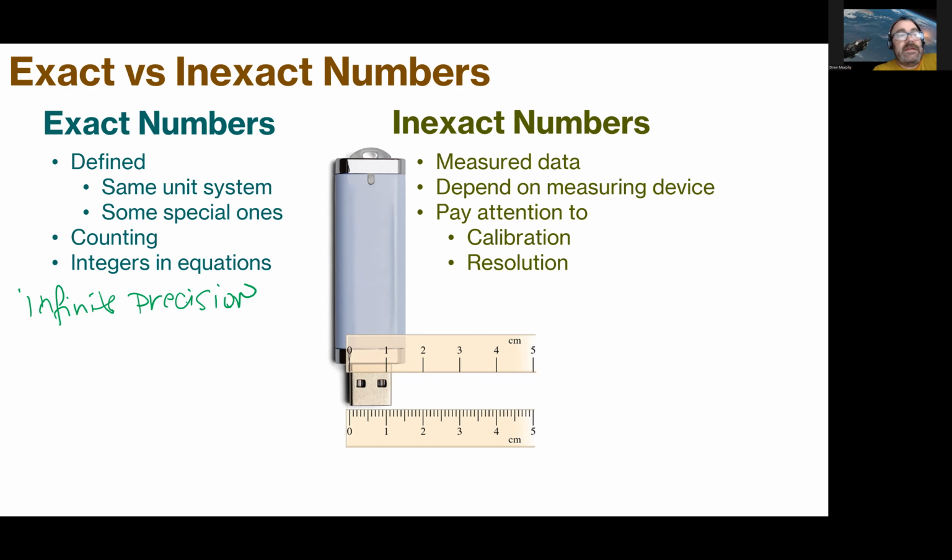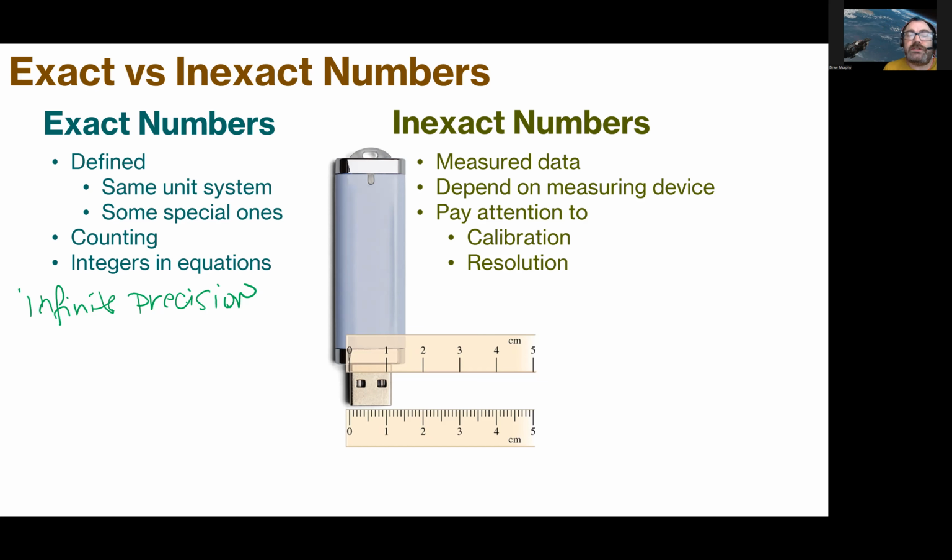Inexact numbers are measured data. These are inexact because they depend on the measuring device. They depend on the reader of the instrument, and when we get into lab and get our hands on some stuff, we're going to see how that works and what happens with that. They also depend on the calibration of the instrumentation. Is it treated correctly? Is it well cared for? Is it high quality instrumentation? And we care about what the resolution is.